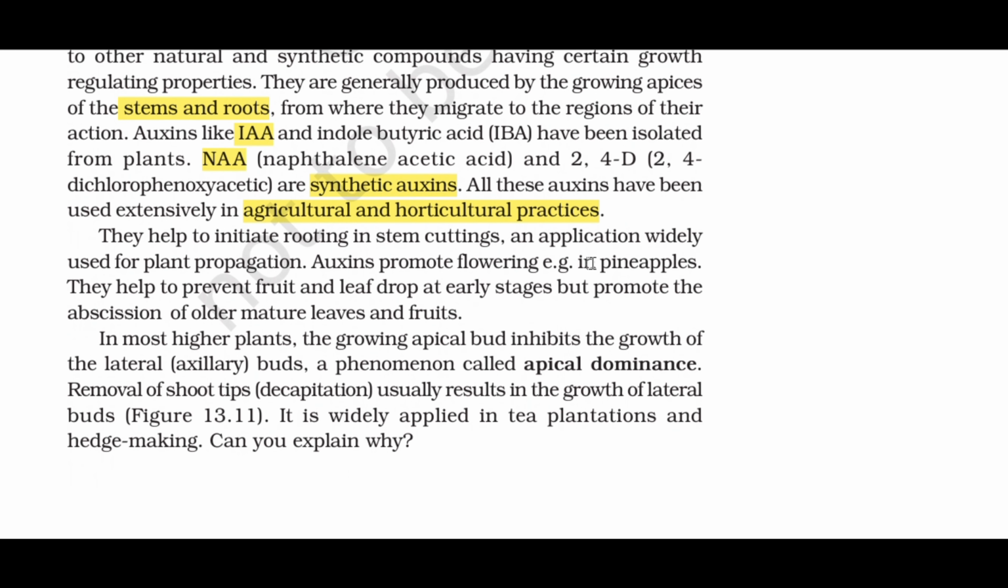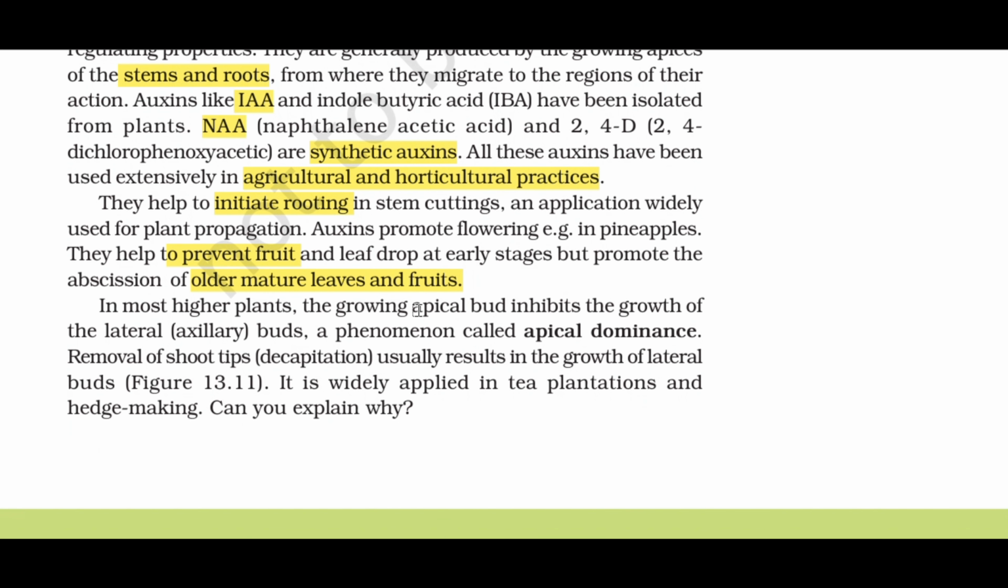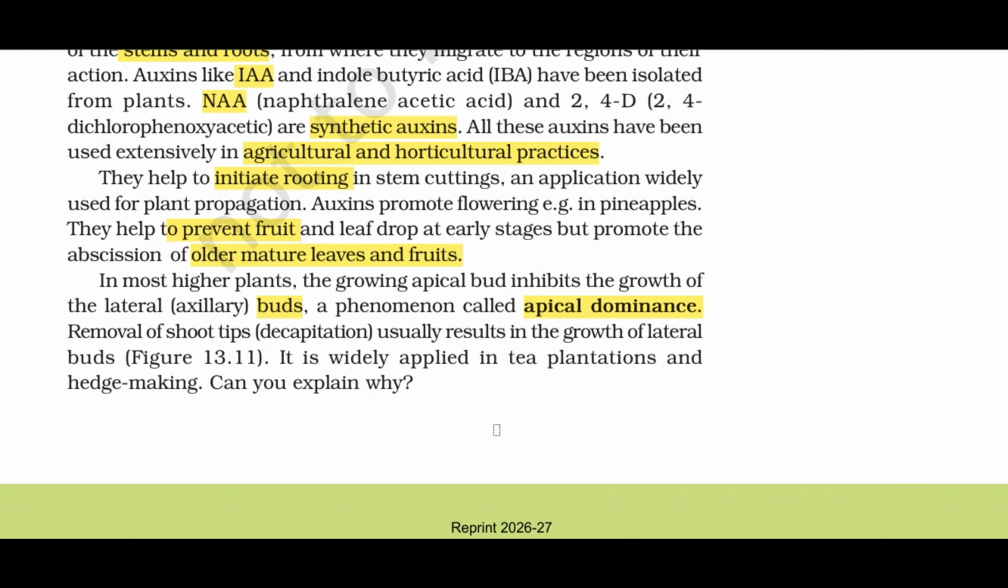All these auxins have been used extensively in agricultural and horticultural practices. They help to initiate rooting in stem cuttings, an application widely used for plant propagation. Auxins promote flowering, e.g. in pineapples. They help to prevent fruit and leaf drop at early stages but promote the abscission of older mature leaves and fruits. In most higher plants, the growing apical bud inhibits the growth of the lateral, axillary, buds, a phenomenon called apical dominance. Removal of shoot tips, decapitation, usually results in the growth of lateral buds, figure 13.11.